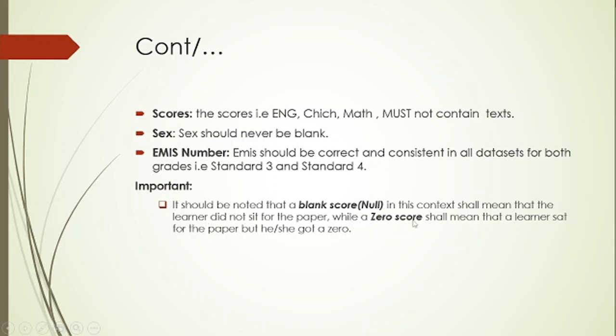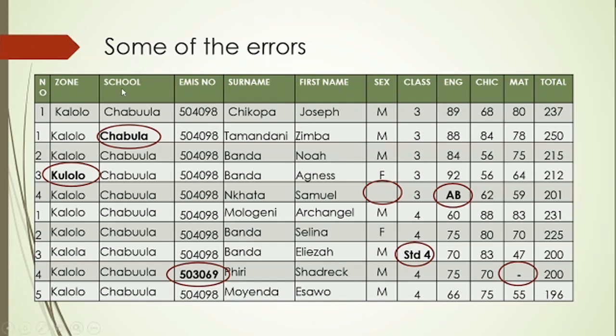While when a learner who sat for the paper and got a 0, there should be a 0 mark or a 0 score. Okay, so these are some of the errors that we need to avoid. For example, we have a column for zone, school, MS number up to total.